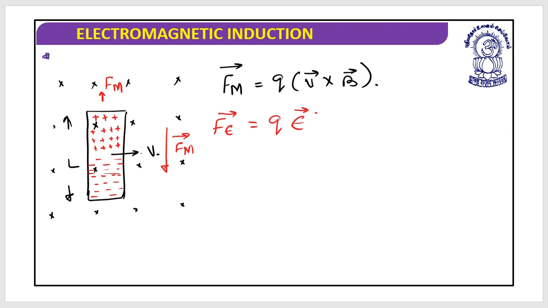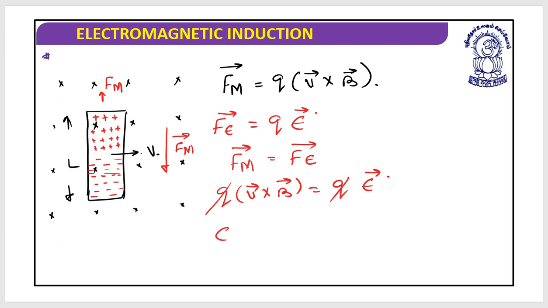So this is Fe equals q into E. Now let's assume that if Fm equals Fe, these two are the same in magnitude, then we can have q into (v cross B) equals q into vector E. This q can be cancelled, and E equals v cross B. I hope this is clear.